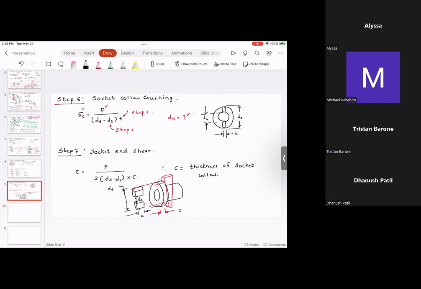So what you have is the shear that is happening over here. But please try to understand there are two areas. One is over here and the other one is on the back side. So you have these two areas. That's why you have this shearing, which is again a double shear. That's why you have this 2 over here.